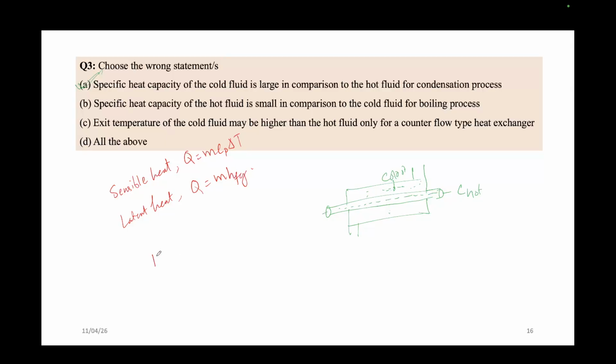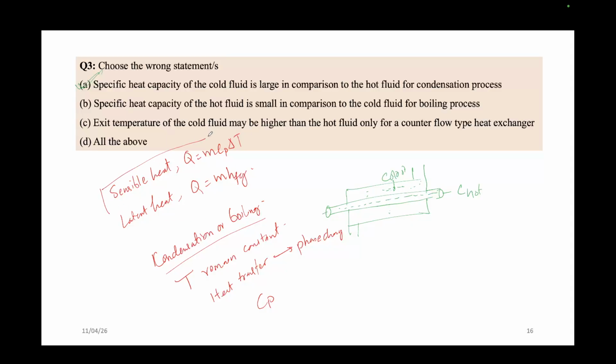So if I talk about condensation or boiling, what is the main thing? T remains constant. So heat transfer is because of your phase change. So is Cp required? Not required, because Cp is for sensible heating.